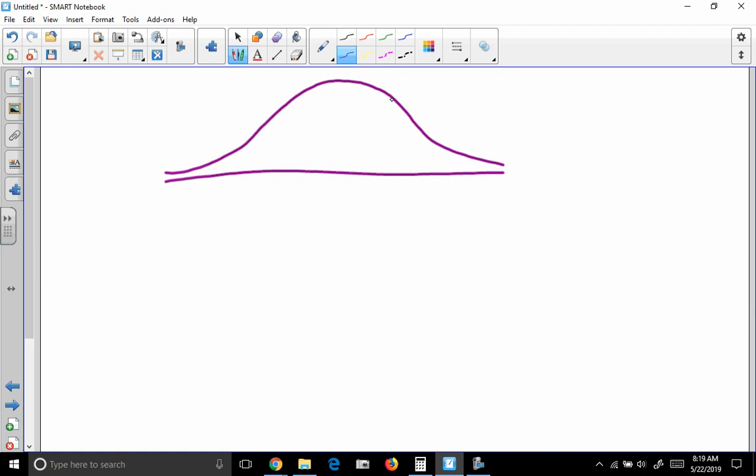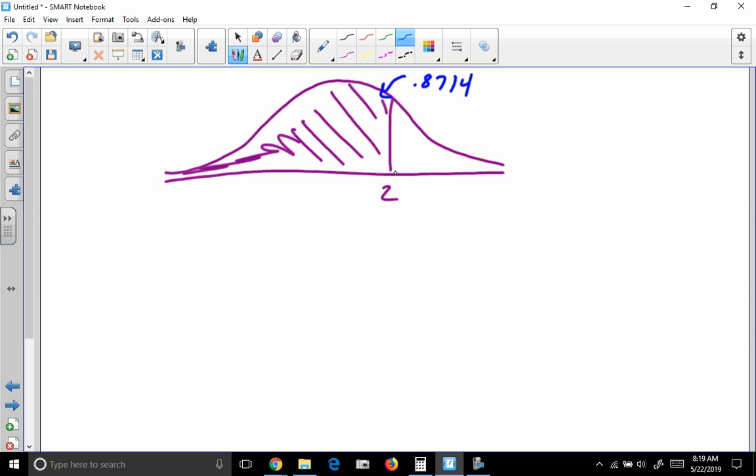In this section, we're going to be at times given the area and have to find the z-value. So for example, we might be told that the cumulative area to the left of a particular z-value is 0.8714. And they'll say, what z-value has that area to the left of it? And to do that, we'll need to look at our table.